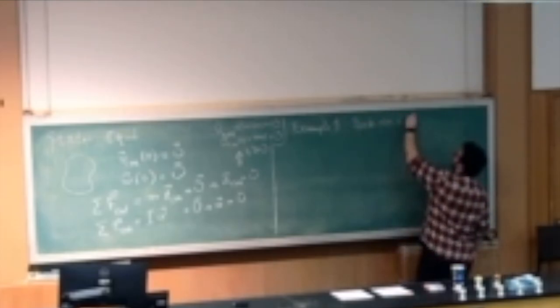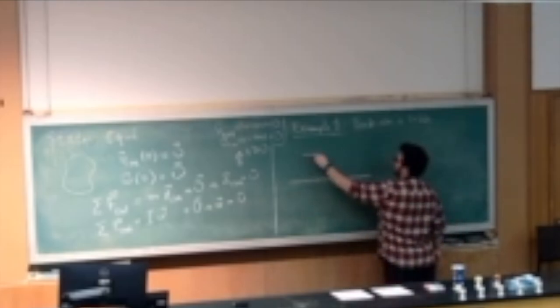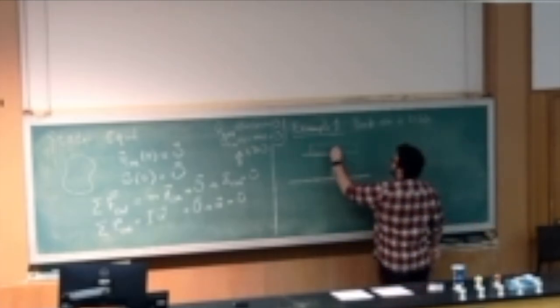So the first example is called book on a table. What do you mean by that? Suppose this is the ground level. Suppose we have this table over here, and I'm going to put some book right here. Let us assume that the mass of this book is uniformly distributed throughout this body. So the center of mass will be at the geometric center of this book, right? It's a rectangular shape, so it will be half of the base, half of the height.